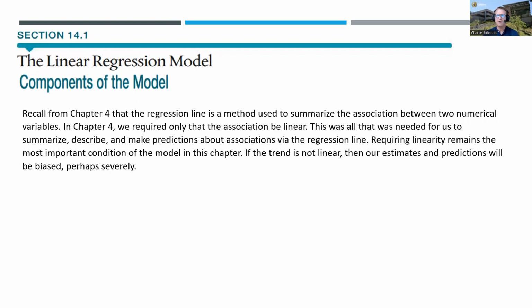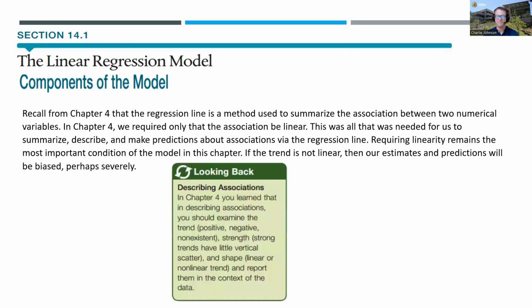Recall from chapter 4 that the regression line is a method used to summarize the association between two numerical variables. In chapter 4, we required only that the association be linear. This was all that was needed for us to summarize, describe, and make predictions about associations via the regression line. Requiring linearity remains the most important condition of the model in this chapter. If the trend is not linear, then our estimates and predictions will be biased, perhaps severely biased.